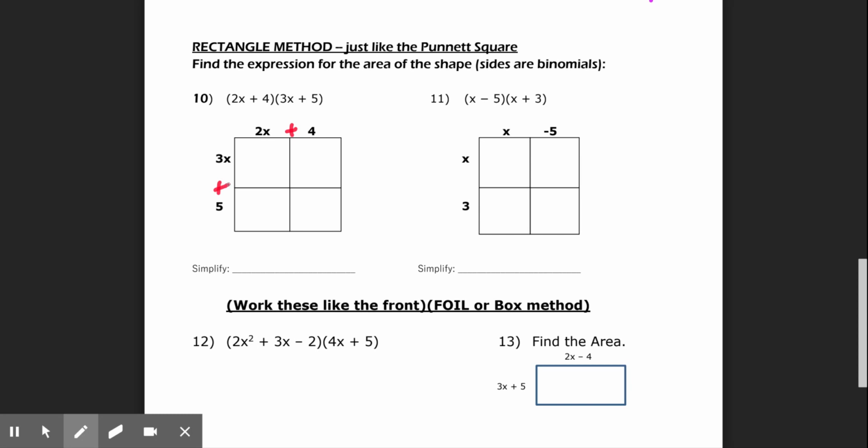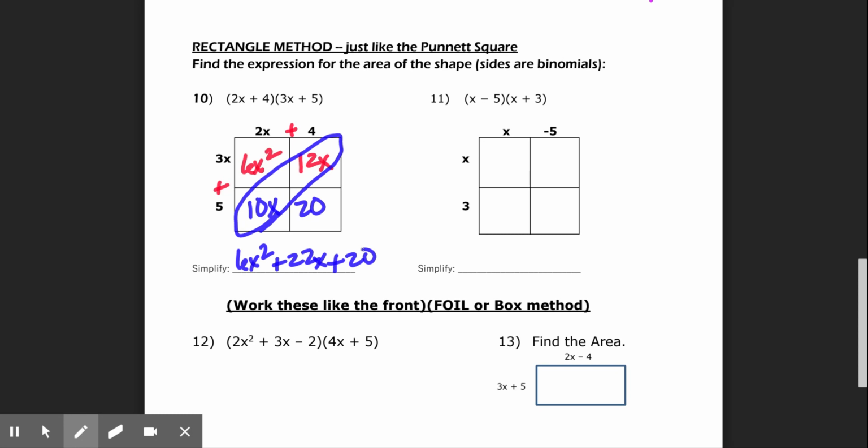So then 3x times 2x is 6x squared. 3x times 4 is 12x. Then 5 times 2x is 10x. And then 5 times 4 is 20. Your outside and inside terms are your diagonals right there. So we have 6x squared plus 22x plus 20.